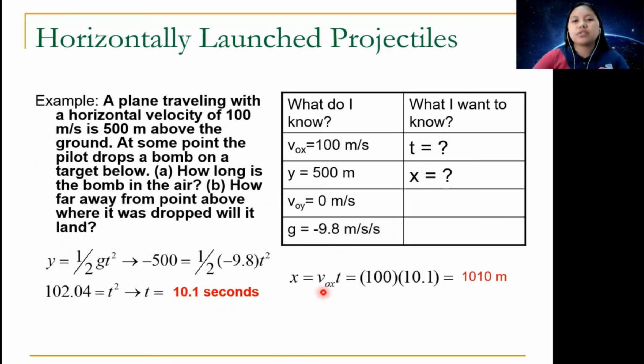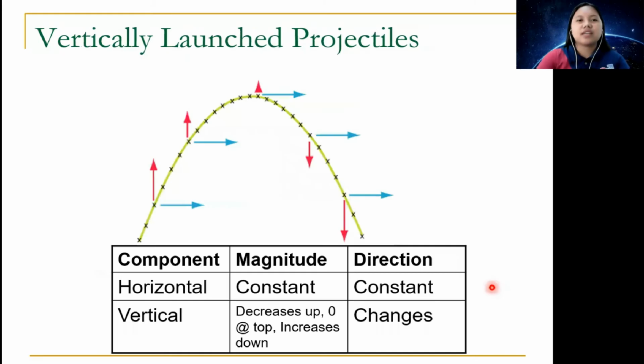On the other hand, using the same formula for the x component, we just multiply the velocity and time, and we get 1010 meters. Therefore, how long is the bomb in the air? That's 10.1 seconds. And how far away from the point above where it was dropped will it land? 1010 meters. And that is the answer.